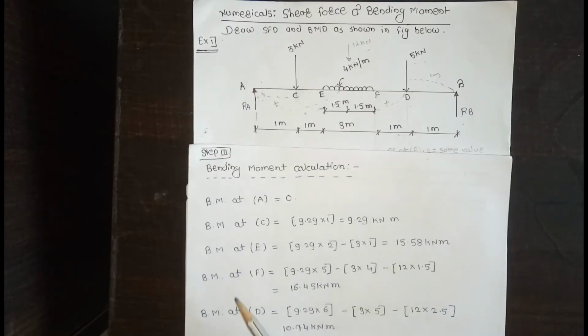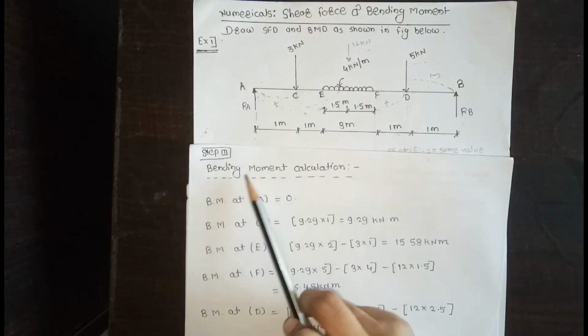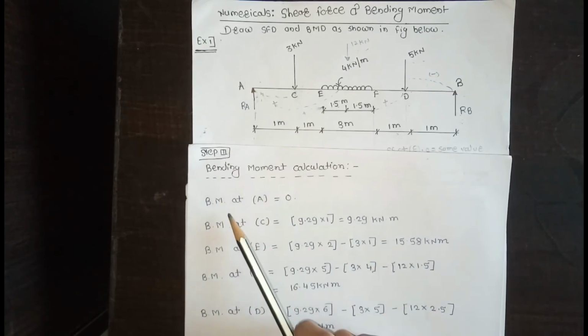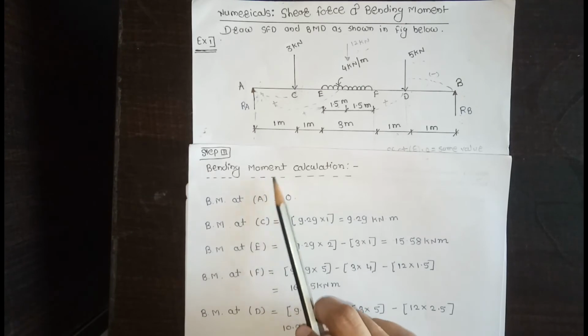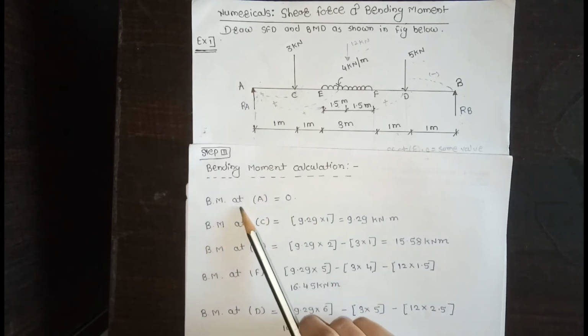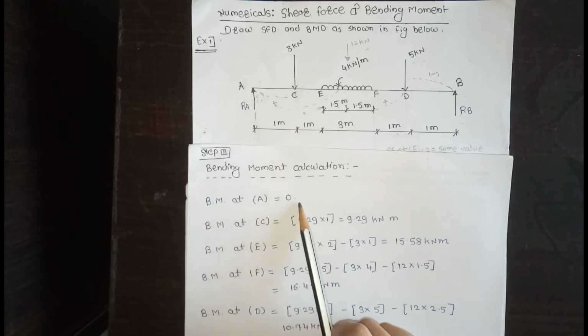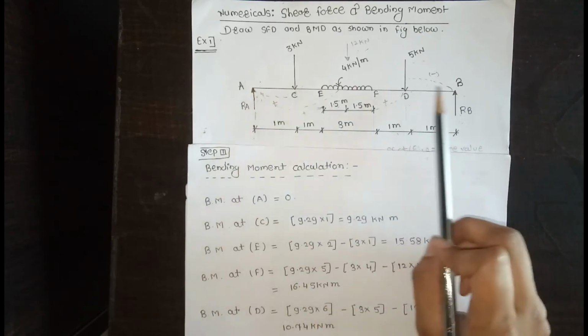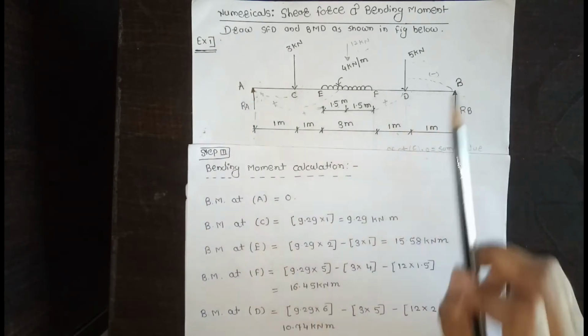Then the third step is the bending moment calculation. Bending moment. First of all, what is meant by moment? Moment is the force into perpendicular distance. So bending moment at A is equal to 0. For a simply supported beam, the bending moment at the end points is equal to 0.